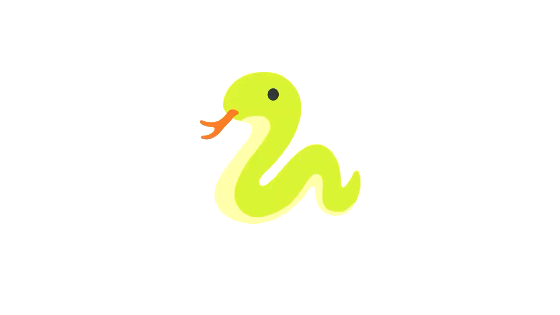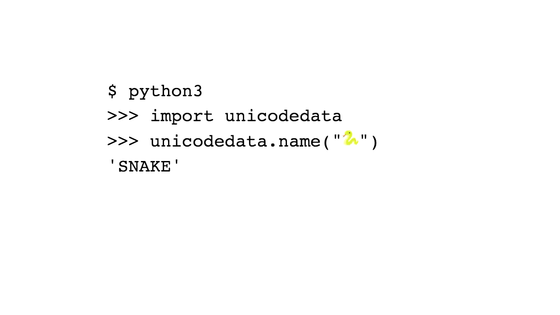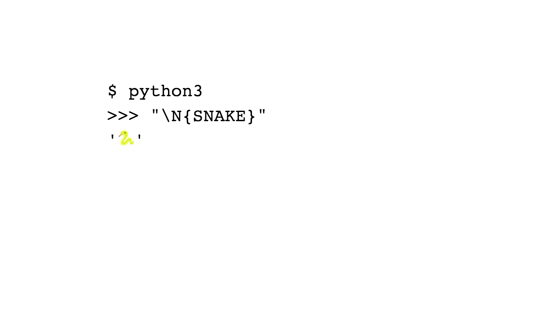So, this is PyCon. Let's talk about snakes. Snake. In Python 3, we can use Unicode data as part of the standard library and take any emoji character and return what it actually means. So, import unicodedata, unicodedata.name, snake is snake. You can also go the other way around. You can use an escape sequence with the \N to be able to work out what the emoji is.